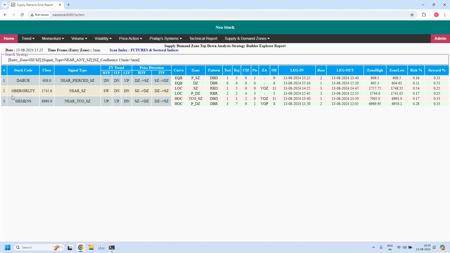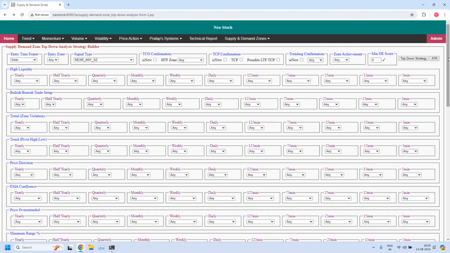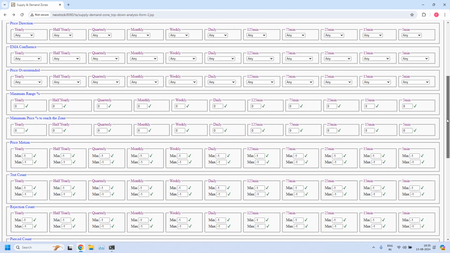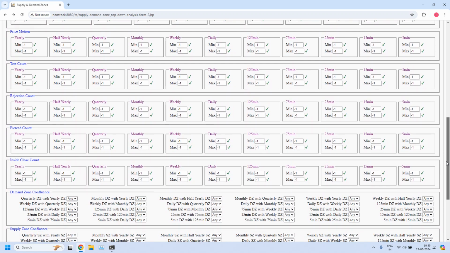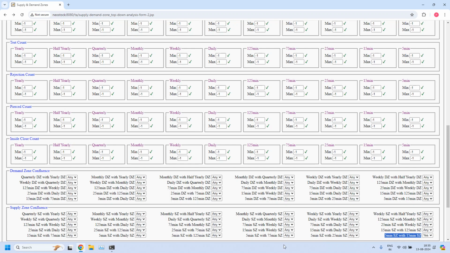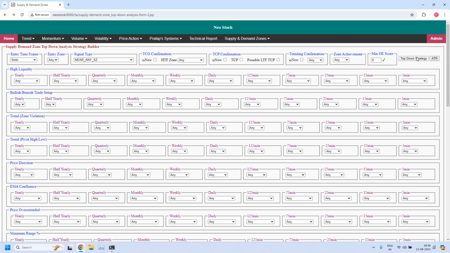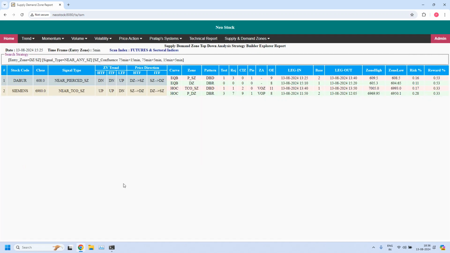Now out of these 2, how many have confluence even with HTF? HTF is the 75 minutes time frame. So in supply zone confluence, we are looking for 5 minutes supply zone with 75 minutes supply zone, and also 15 minutes supply zone with 75 minutes supply zone, I enabled. Let's filter. So 2 stocks. First one is anyway pierced. Now C1 is there, but C1 has low priority, a high liquidity zone, already tested once.